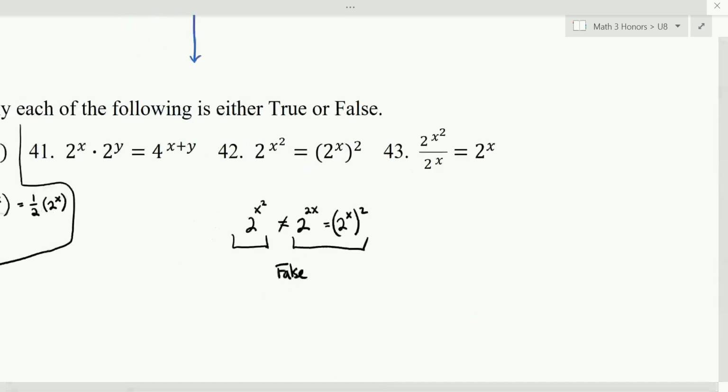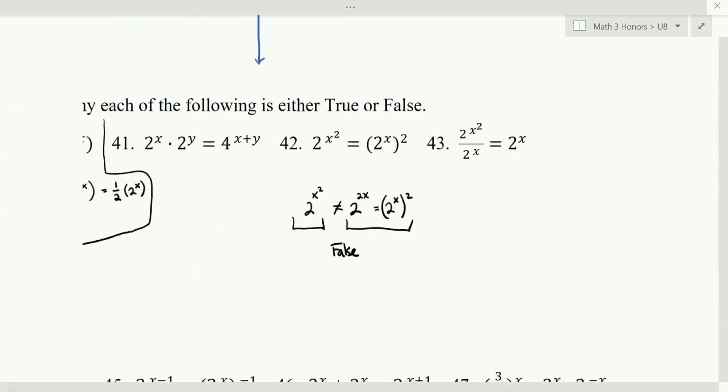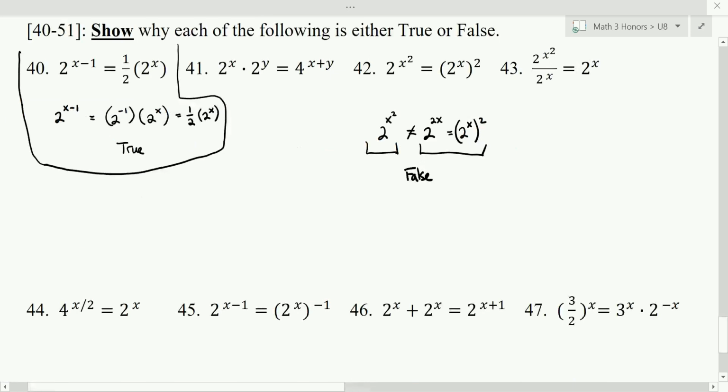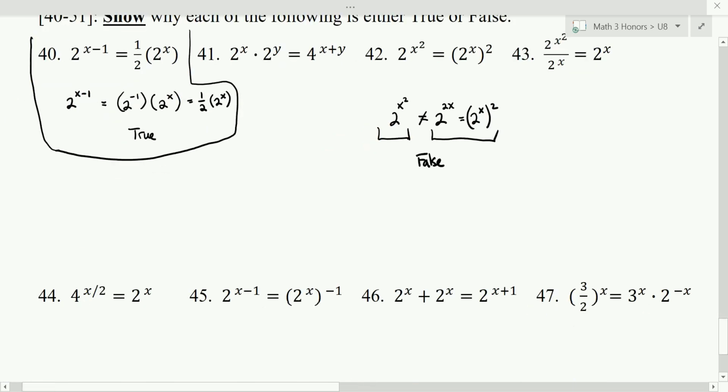Do you guys want me to go over any of the other ones for true or false? Okay. Then I'll let you work on the homework.